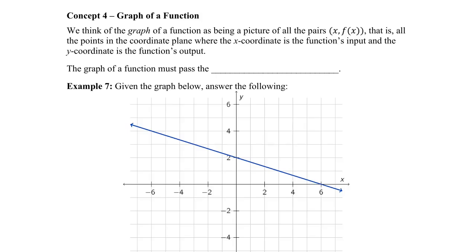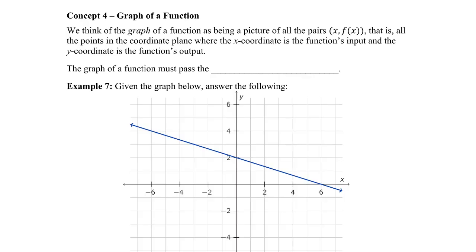In addition to having a function where we know an equation, or a function where we have an input-output table, we can also think about a function where all we know is the graph. So the graph of a function is a picture of all the pairs x, f of x, all the pairs where the x-coordinate is the input and the y-coordinate is the output.